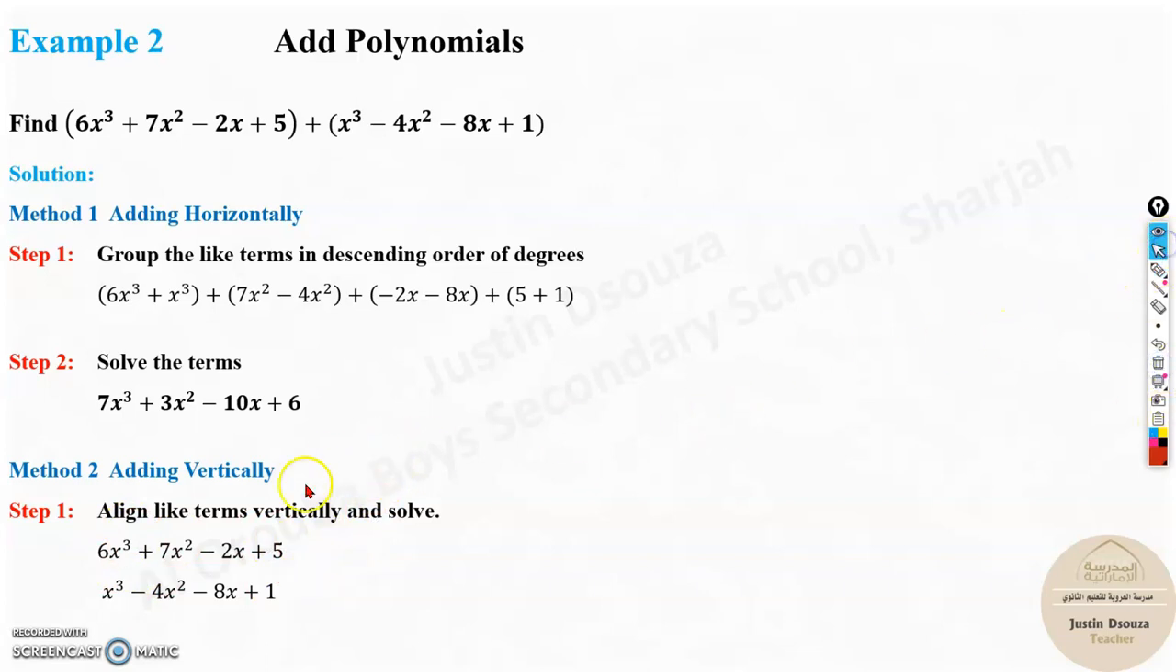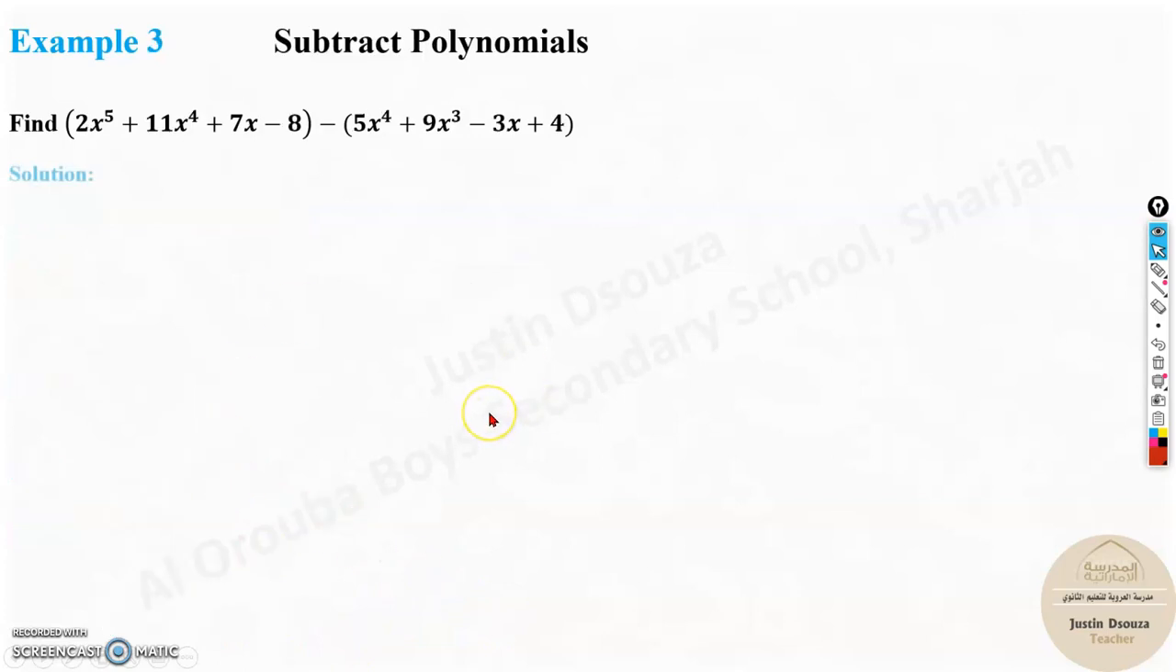Now, once you have written them properly, you can start solving them, add them. 6 plus 1 is 7. And over here we have 7 minus 4, 3. Minus 2 minus 8 is minus 10. And 5 plus 1 is 6. That's how we solve them. Similarly, you can subtract them as well.